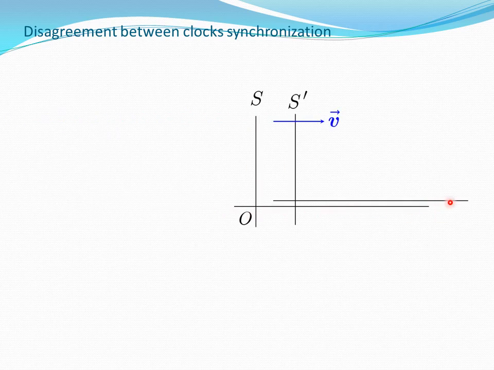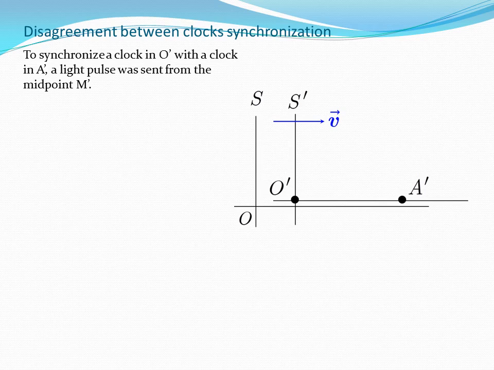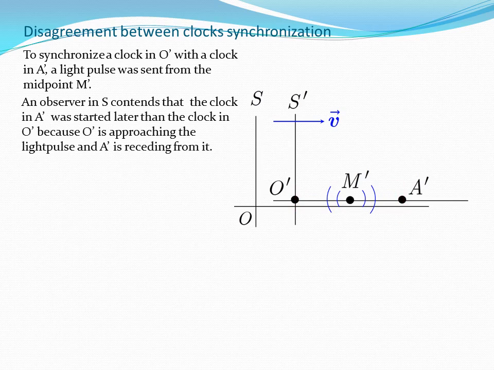Let us see the reason why we have this disagreement between clocks' synchronization in more detail. Here we have our reference frame S. A second reference frame is in motion along the x-axis at a speed v, and we have a clock at the origin O' and a second clock at a point A', and we want them to be properly synchronized. As we know, the correct procedure to do this is to place a light source at the midpoint of the segment O'A', send out a light pulse, and in the instant when the light pulse reaches the two points, the two clocks start together.